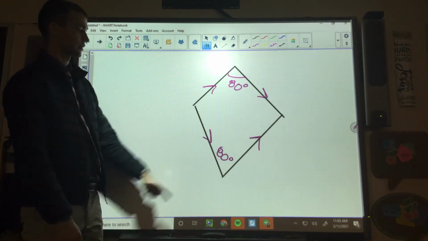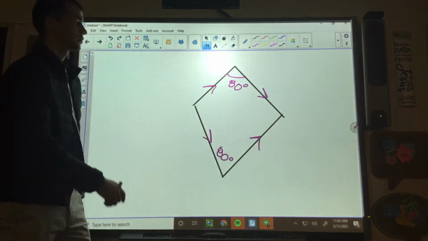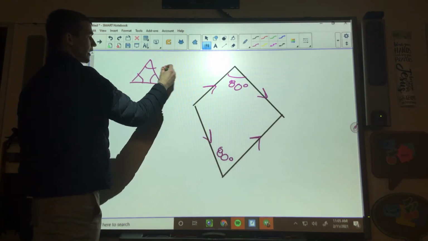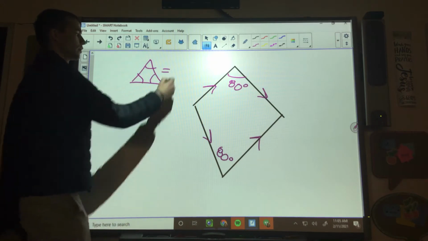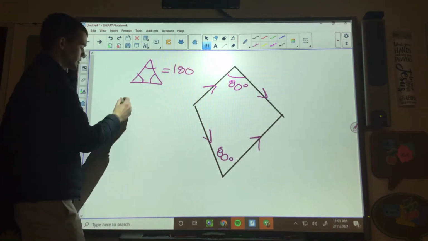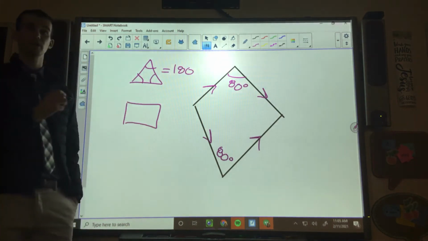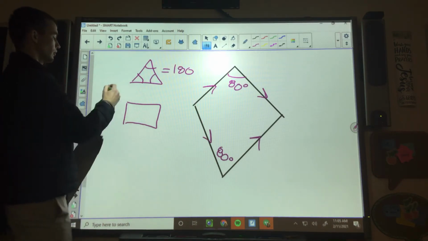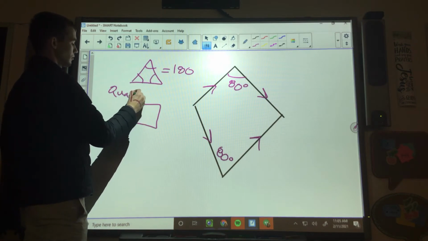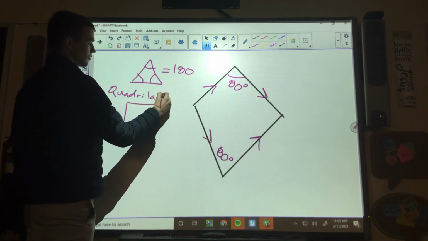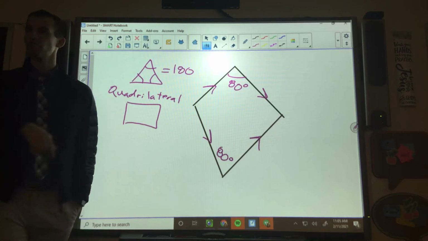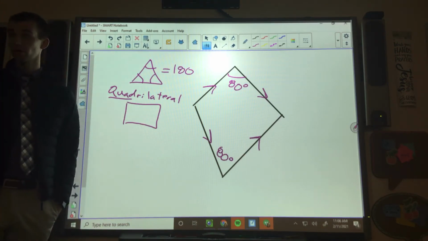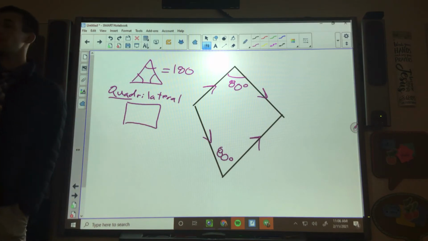I'm on page 214. 80 and 80, and remember, in a triangle, all of the angles add up to how much? 180. If something has 4 sides, what's the name for that? A quadrilateral. So in any quadrilateral, the quad means what? Four. So in any four-sided shape, it doesn't matter.